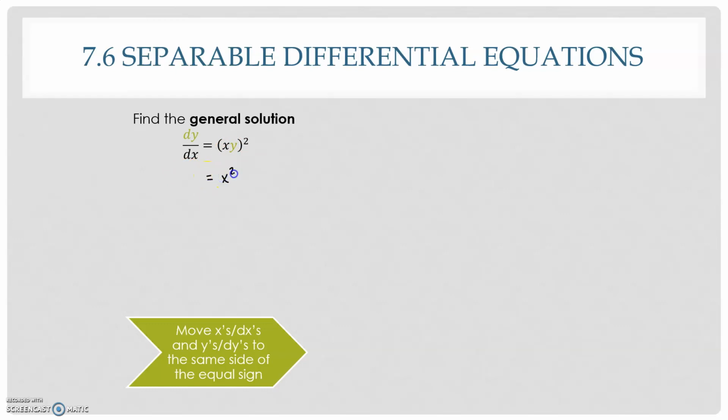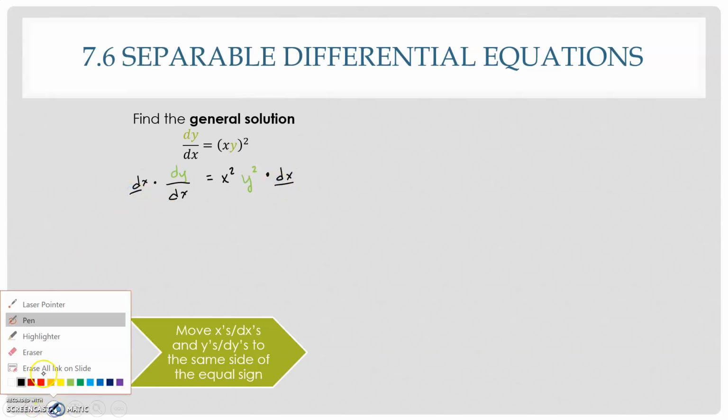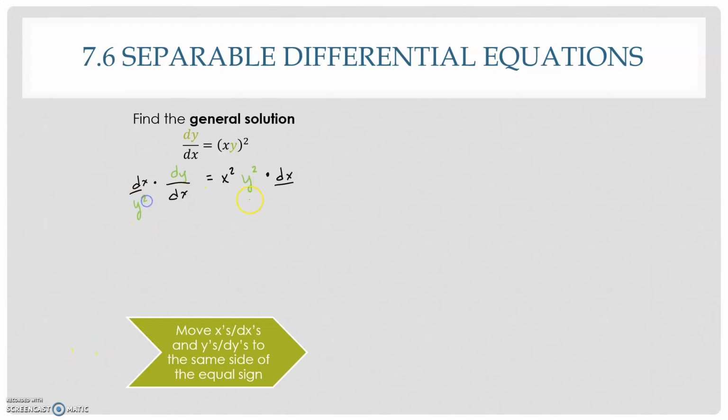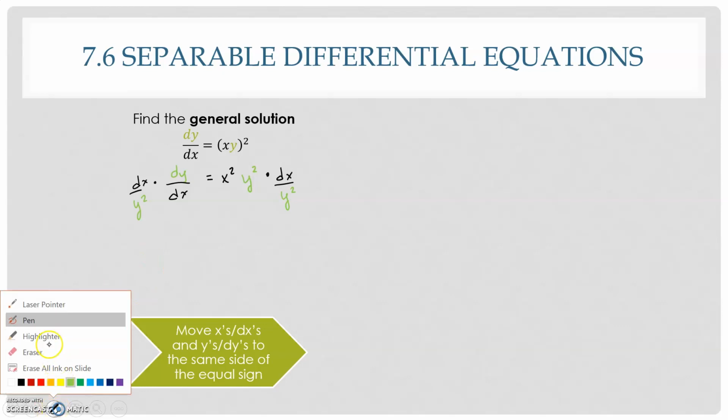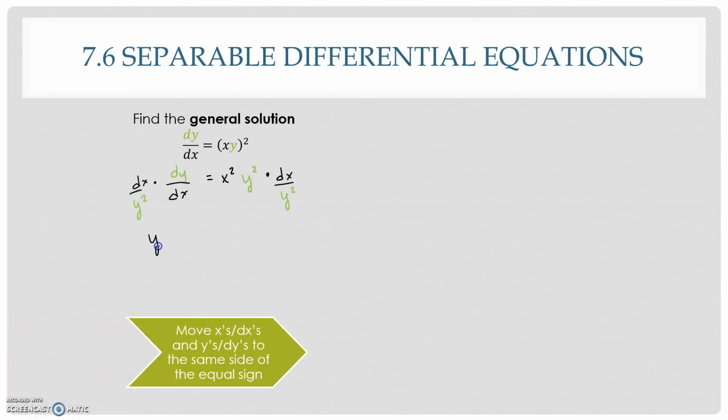So this would be x squared y squared is equal to dy over dx. And then in order to move everything around, I'm going to multiply by dx. And I'm also going to divide by y squared. So I wind up with y to the negative 2 dy is equal to x squared dx.